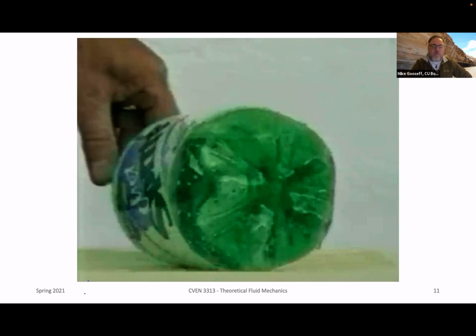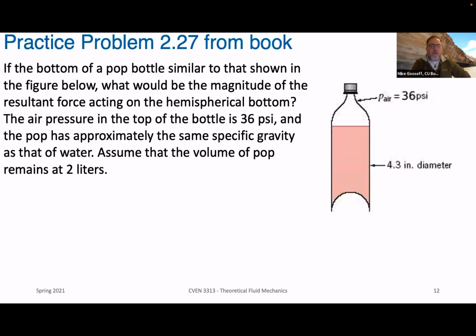So let's take a more simplified version. We're not going to look at one that's quite so complicated on the bottom, but we're going to just take this concave view of the bottom, and let's figure out the total forces that the bottom of the bottle is resisting to keep it all together when it's sitting on a shelf waiting to be purchased at a store and then consumed at some point.